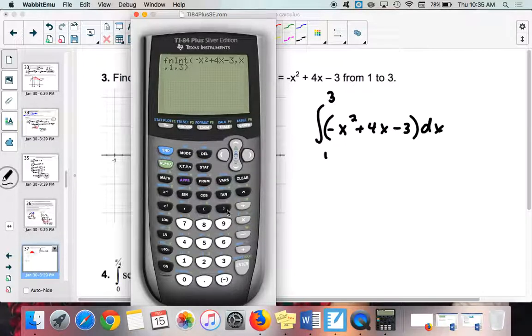So your calculator might be updated. You might actually see the integration symbol. Mine still says f in int. So you do the x first and then the negative 1 and then the 3? Okay, yep. So it's like x goes from 1 to 3. So we get 4/3.